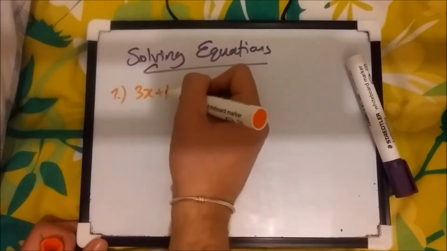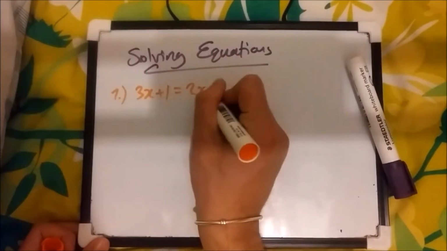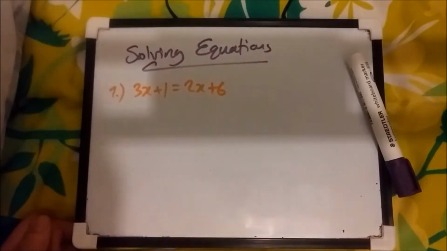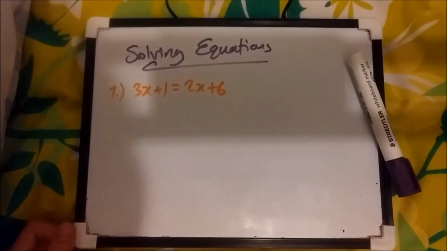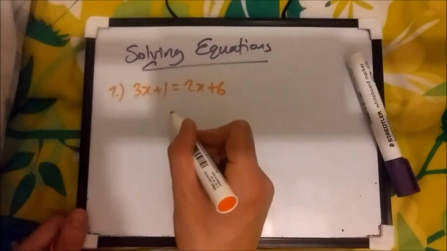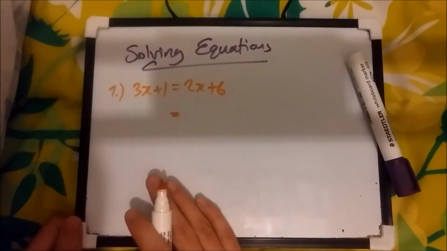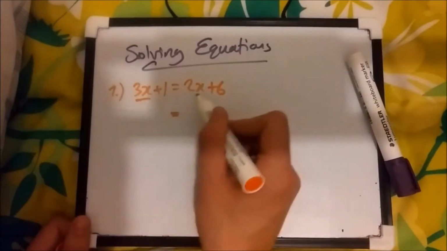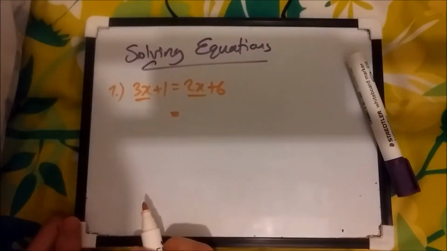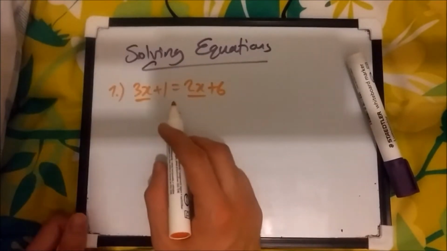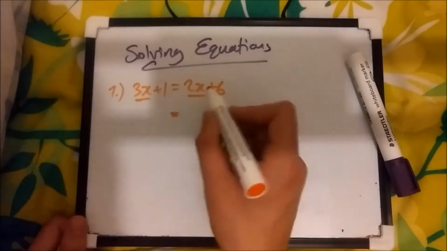3x plus 1 equals 2x plus 6. Straightforward one. Here we always aim to make x the subject. So for the first line, the idea is to put all the x terms on one side and all the non-x terms, like 1 and 6, on the right side. So to move 2x across, we need to subtract 2x from both sides to eliminate it.